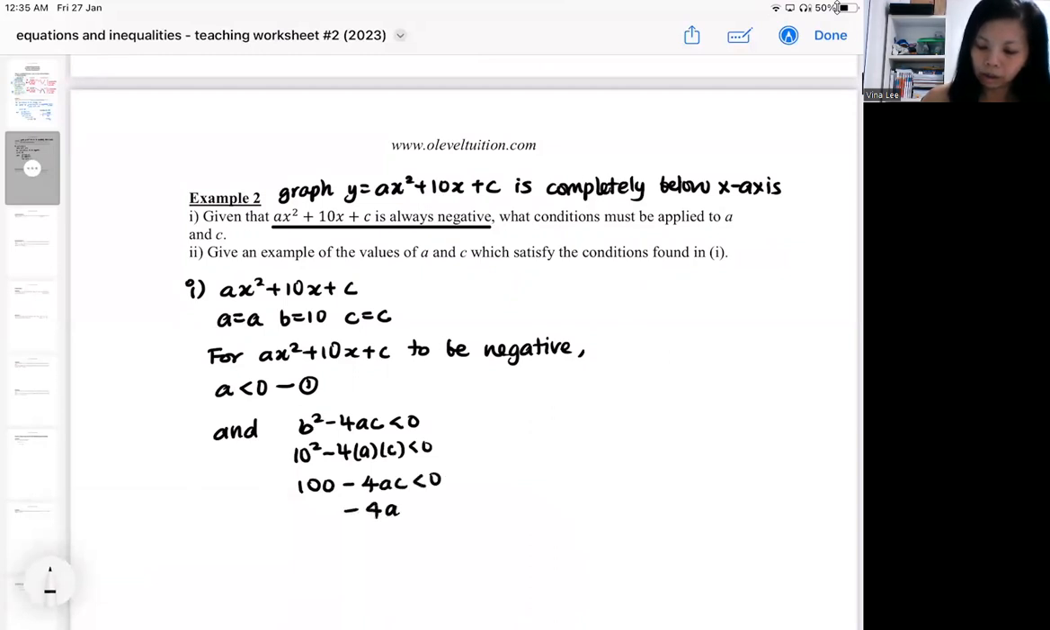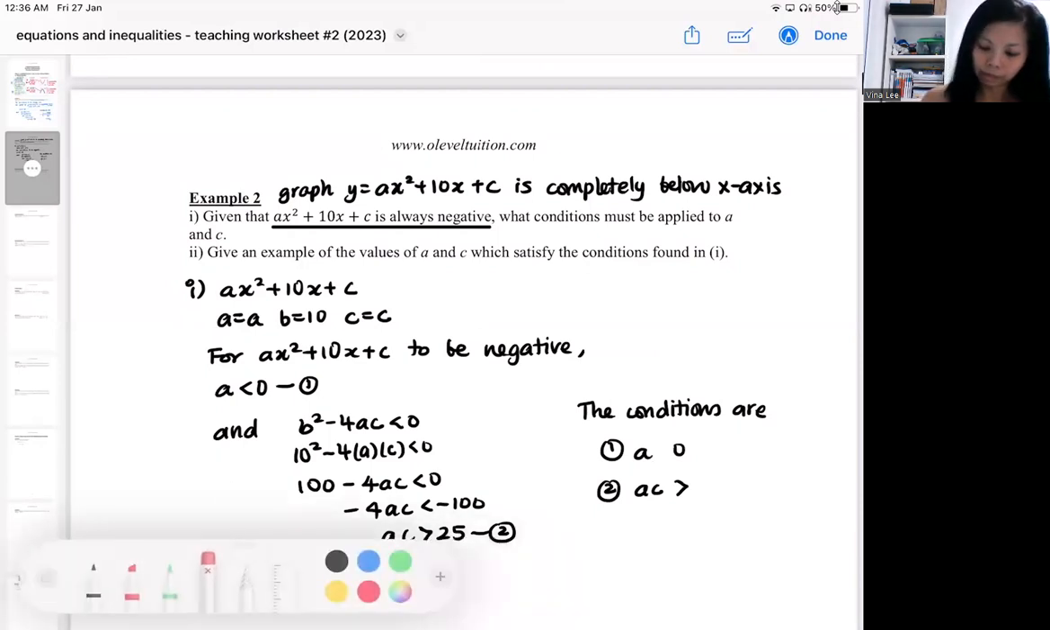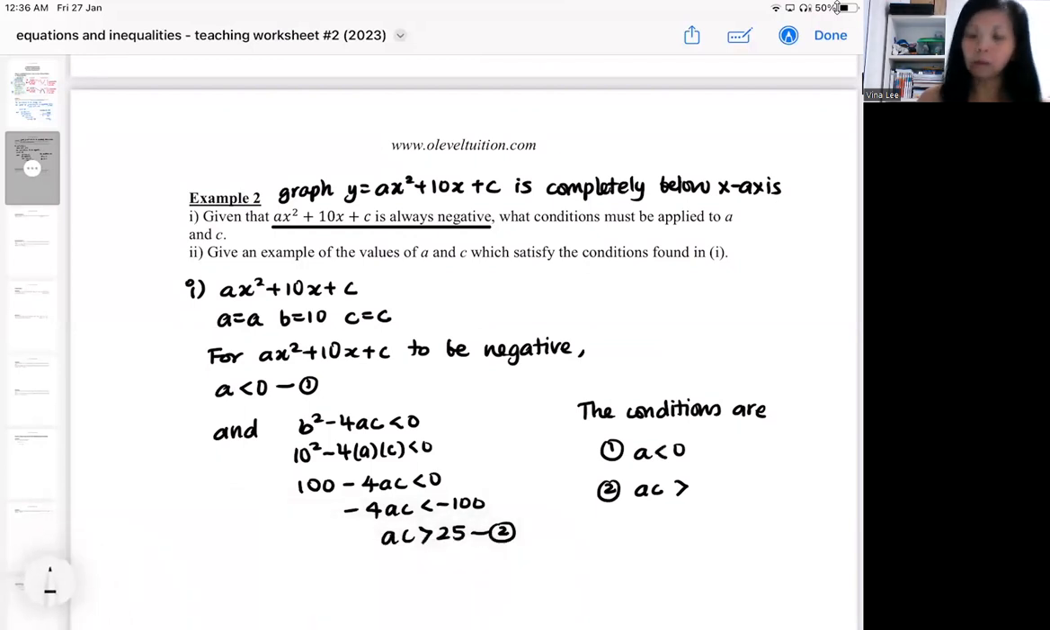So you work it out carefully. You are dividing by a -4, so remember to reverse the sign. So that will be the two conditions. So the question asks, what condition must be applied? So the conditions to be applied are: A must be positive, and the product of A and C, sorry, A must be negative, and the product of A and C must be more than 25.